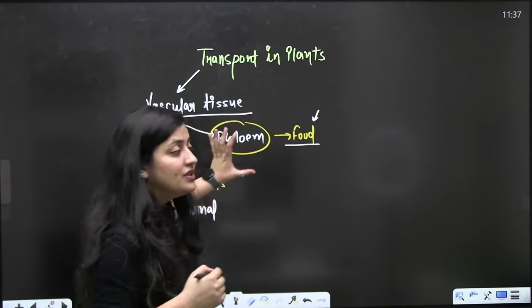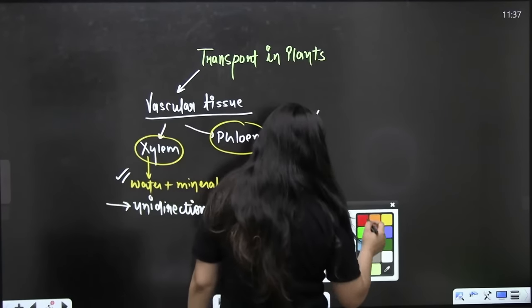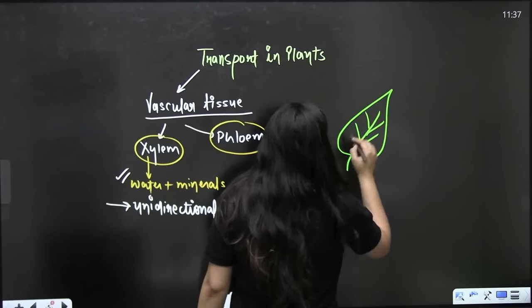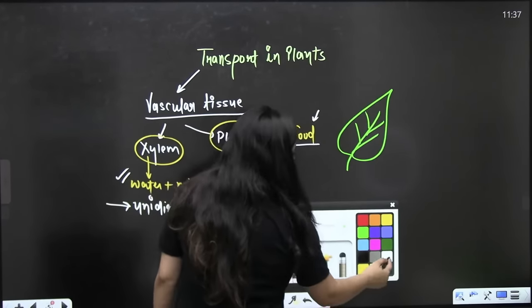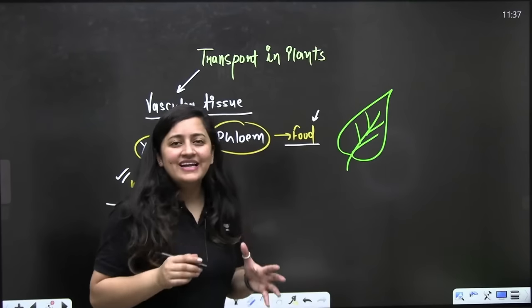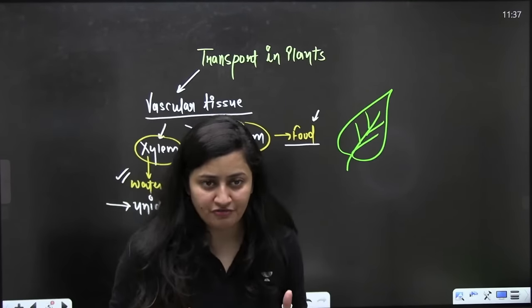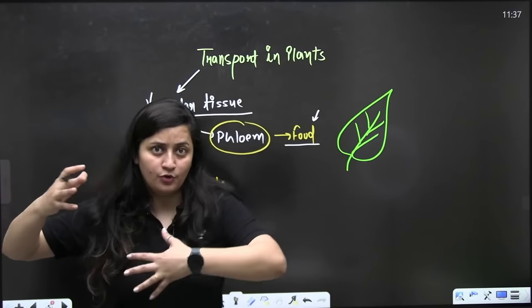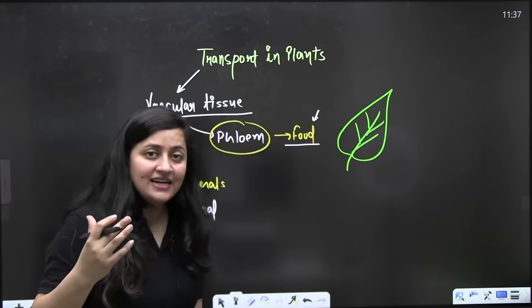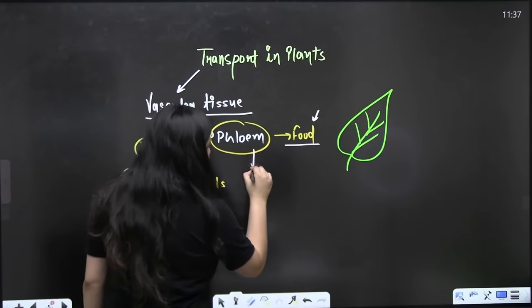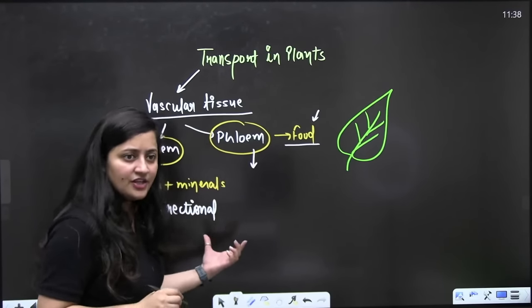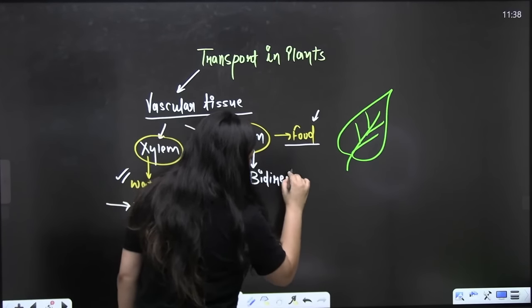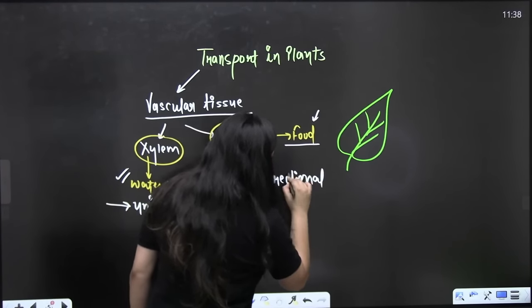But when you talk about phloem, food, organic things: in the case of plants, the food will be synthesized in the leaves, and then that food needs to get translocated to the different parts. So, in the case of phloem, although it is multidirectional, we have to pick up the words from the NCERT only. So, we specifically mention it as bidirectional. This is what you know already.